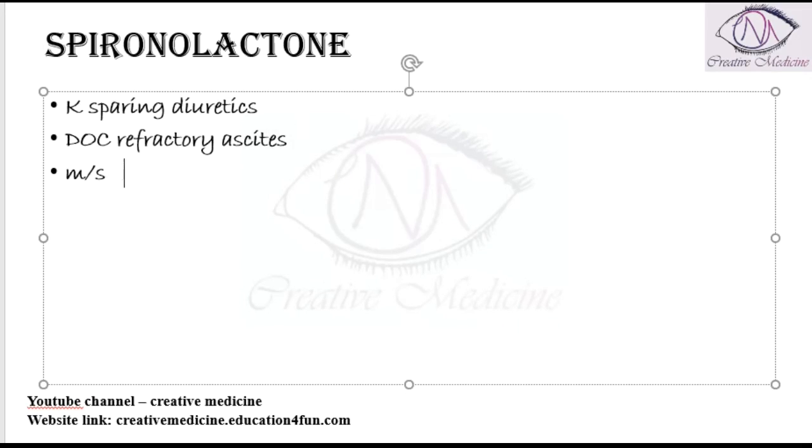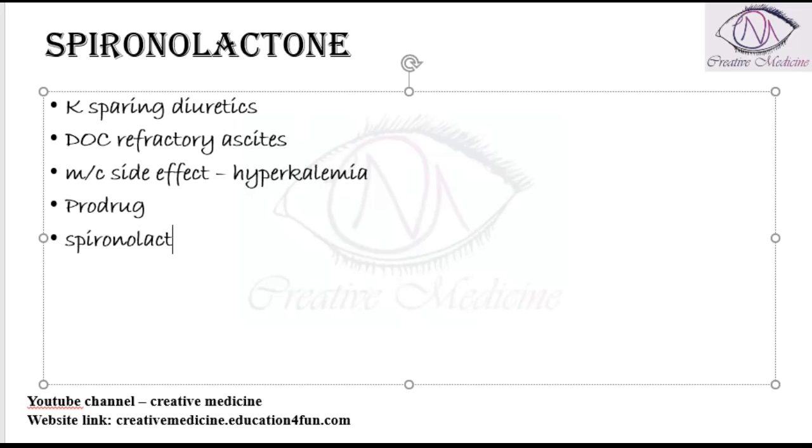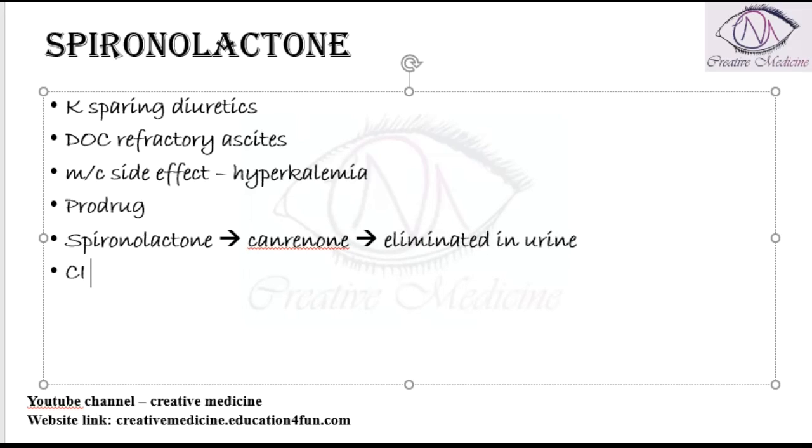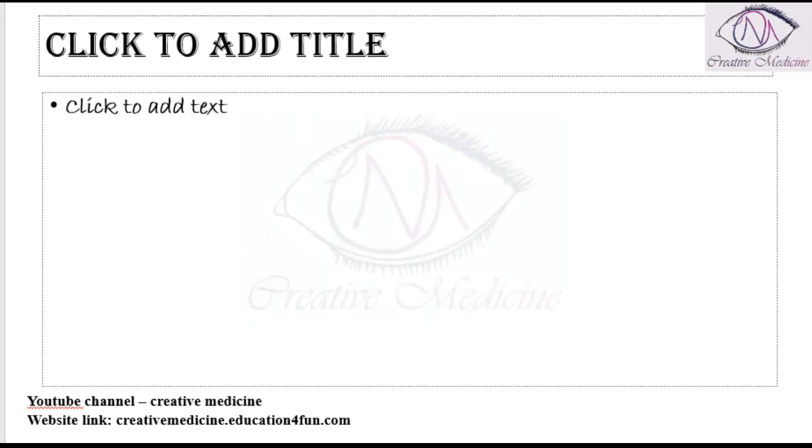The most common side effect of spironolactone is actually hyperkalemia. And spironolactone is a prodrug. So it gets converted into, not eplerenone, sorry, canrenone. It is metabolized and forms canrenone, which is eliminated in the urine. Therefore, spironolactone is contraindicated in renal failure because it is eliminated in the urine.